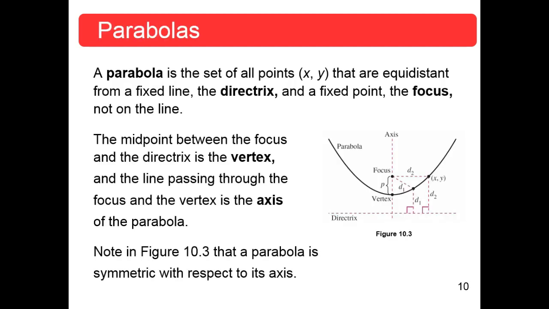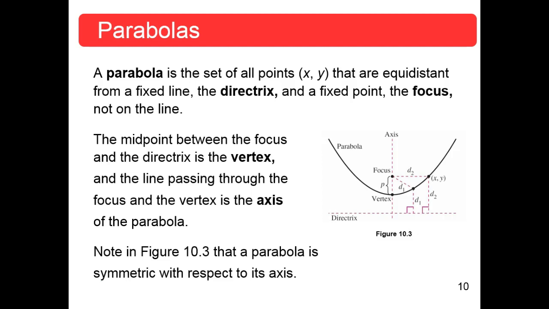Parabolas. A parabola is a set of points x, y, whether you've ever thought of them this way, that are equidistant from some fixed line called the directrix, and a fixed point called the focus that is not on that line, not on the directrix. The midpoint between the focus and the directrix is called the vertex, and the line passing through the focus and the vertex is the axis of the parabola.